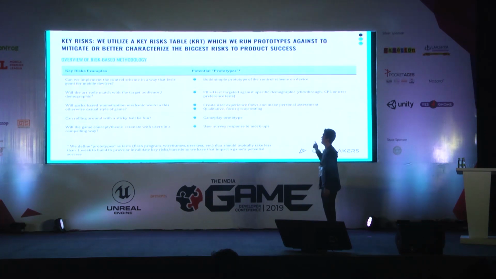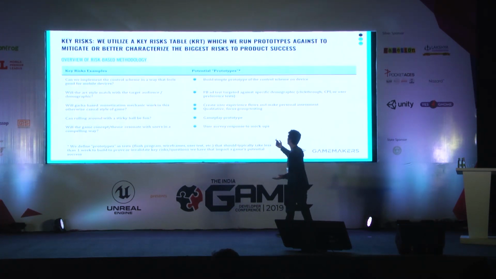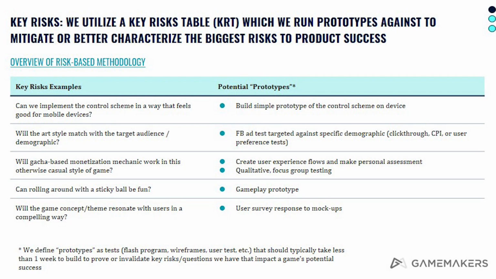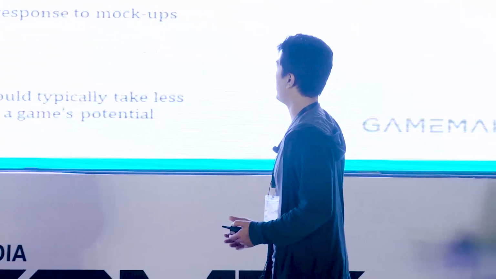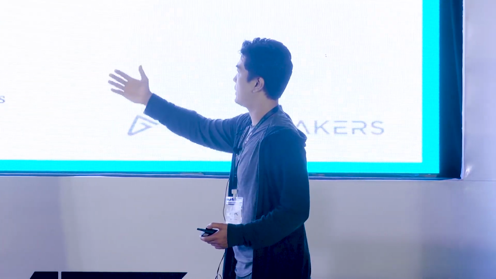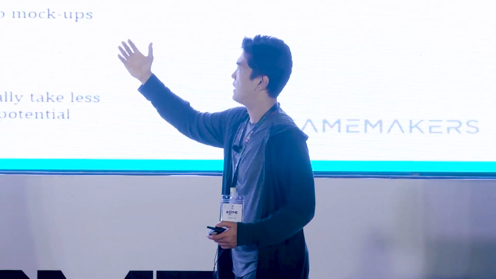But just as an example of a key risk table, here are some examples. So if the key risk is, can we implement the control scheme in a way that feels good for mobile devices? Well, in that case, the prototype would be, yeah, let's build a simple prototype of the control scheme on device. If the key risk is, will the art style match with the target audience and demographic? Well, you could do a Facebook ad test targeted against that specific demographic, and you could check things like CTR or CPI or have some type of survey. If the key risk is, will a gacha-based monetization mechanic work in this otherwise casual style of game? You can create user experience flows, have qualitative focus group testing, things like that.